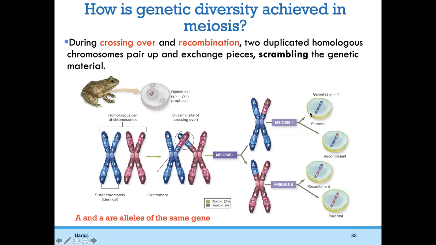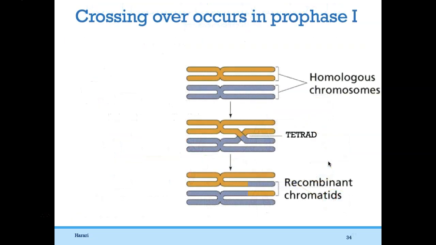So for example, this is a parental gamete, meaning it's the same as one of the parents. It has all capital letters like dad had, right? This one had all lowercase letters like mom had. But with recombination from crossing over, you can have recombinant gametes that have different combinations of alleles from mom and dad. So this is, again, what gives us the first level of genetic diversity. We're mixing and matching genes.